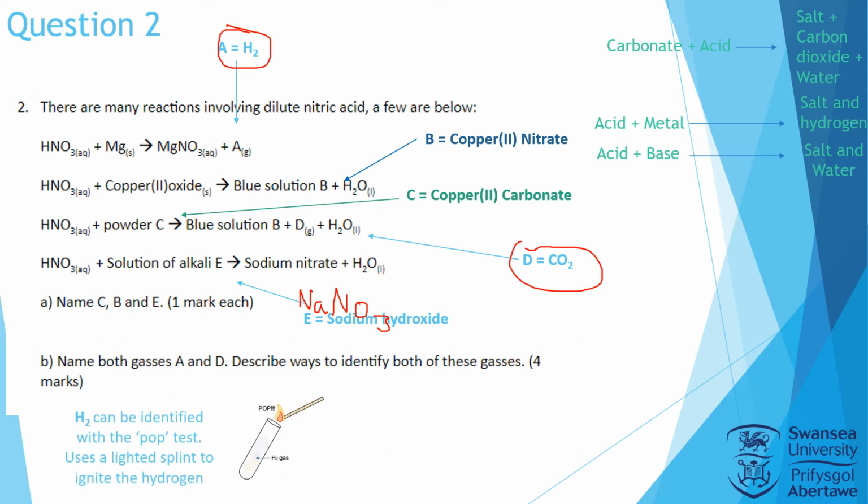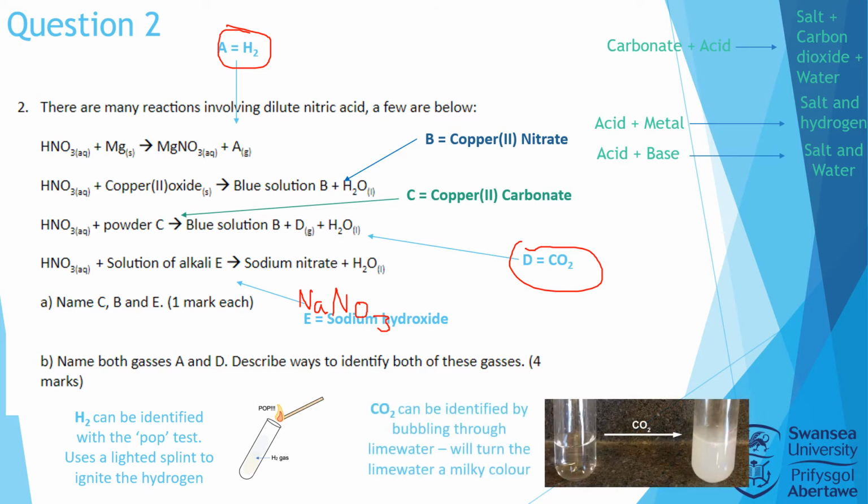So hydrogen, you can identify with a pop test. You put a lit splint into the test tube and you'll hear a little pop if you have hydrogen. And if you want to see if you have CO2, you bubble it through lime water and it'll go from this clear color to a milky sort of color. And that's how you know you've got carbon dioxide.